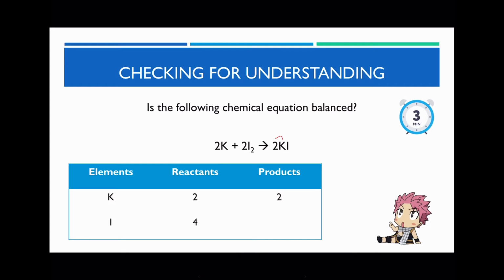In this case, the potassium atoms are balanced, but there are only 2 atoms of iodine on the right. Because these numbers do not equal one another, although the potassium numbers are equal, this particular chemical equation is not balanced, or it's unbalanced.